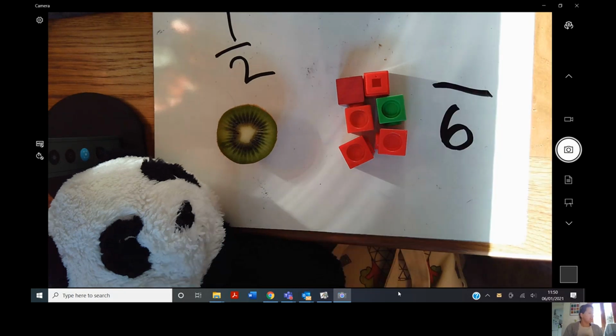Question I'm going to ask you is, have a look. I want to know how many of the cubes are green? How many of the cubes are green here? Thinking.